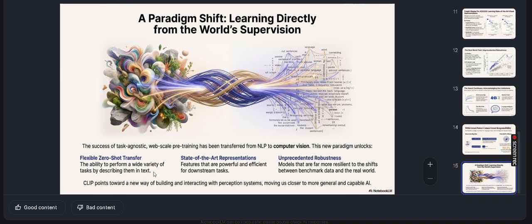So yeah, that was the end for today, what we learned about the CLIP model.